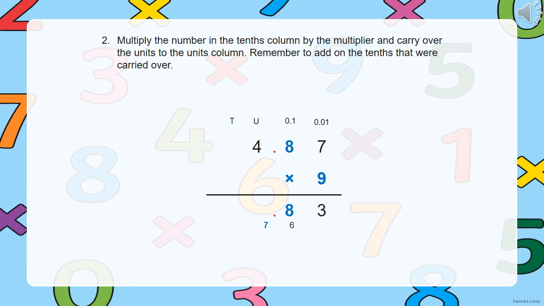Your next step is to multiply the number in the tenths column by the multiplier and carry over the units to the units column. Remember to add the tenths that were carried over. So this time it's 0.8 times 9. That gives us 7.2, but we have to add the 6 tenths that were carried over last time, so that gives us 7.8. The 0.8 goes into the tenths column, and the 7 units are carried over to the units column.